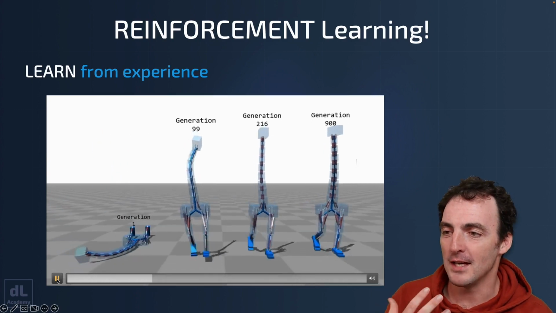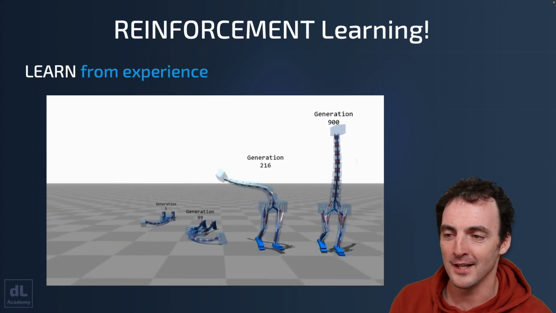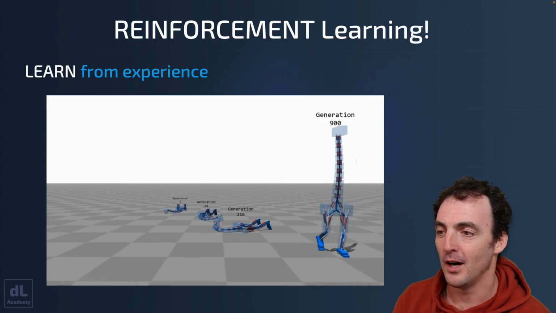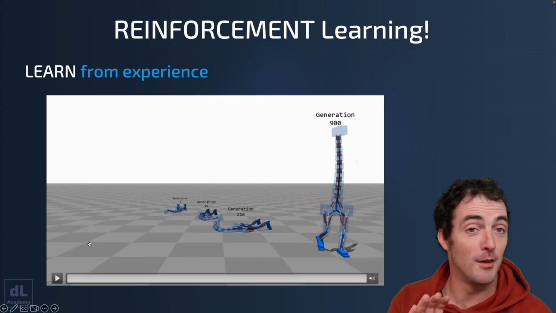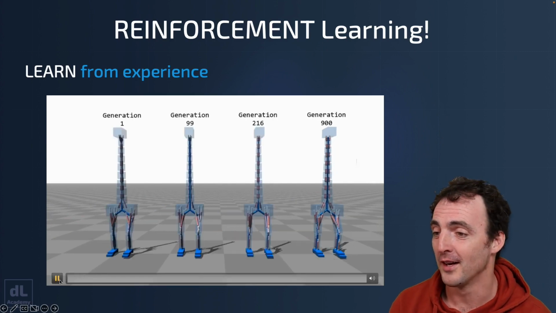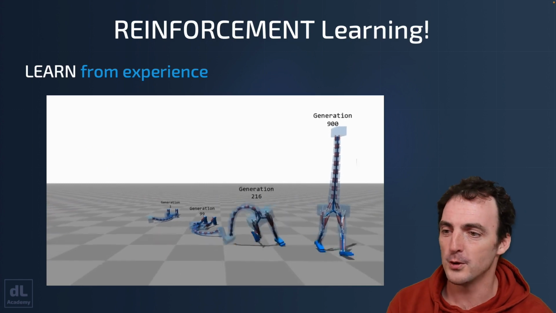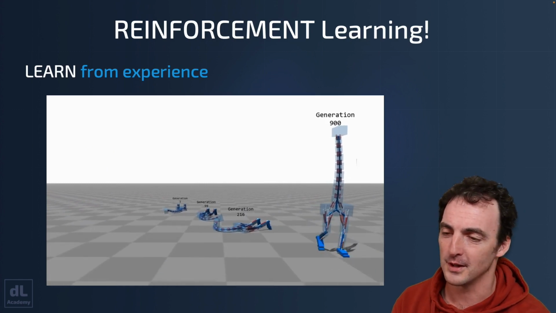What you see is the iterations. Gradually this algorithm is learning how to optimally control the two-legged giraffe so it stays upright. So you see at 99 iterations it fails, at 216 it does kind of better but still doesn't last.